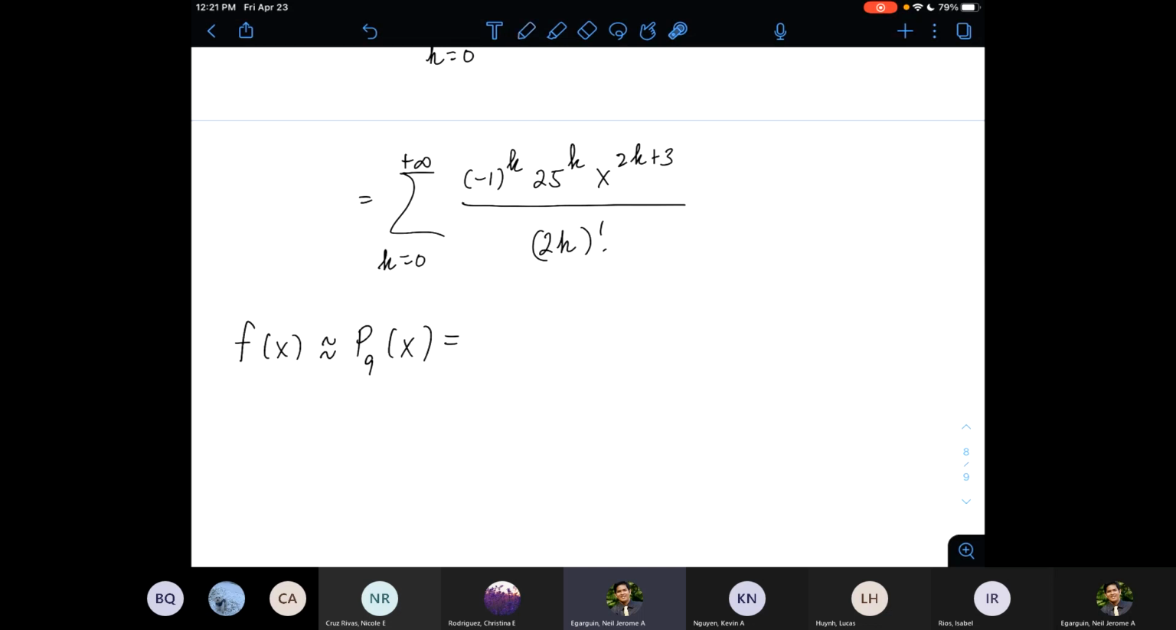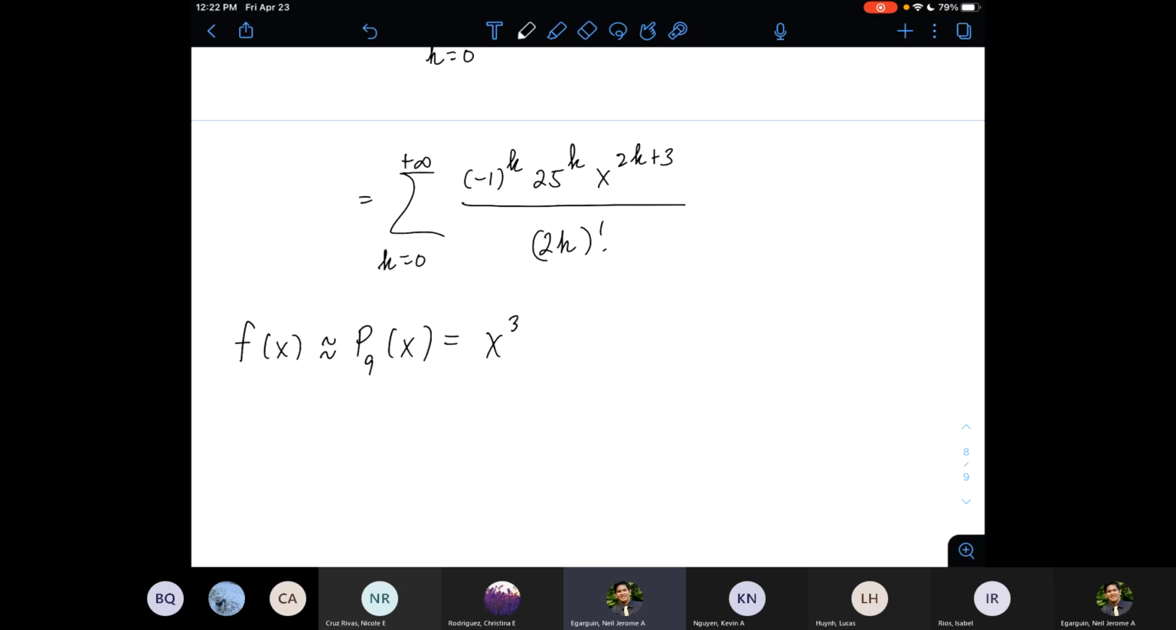So that means we need to plug in values for k starting from 0 until that k value that will make this x to the power 9, and hence to get a polynomial of degree 9. So let's start at 0. Plug in 0 for all k's you see here. So this would be -1 to the 0, that's 1. This guy would be 25 to the 0, that's 1. This would be 0 factorial, that's 1. Then if k is 0, this would be x to the power 3, right? So that's what happens when k is equal to 0.